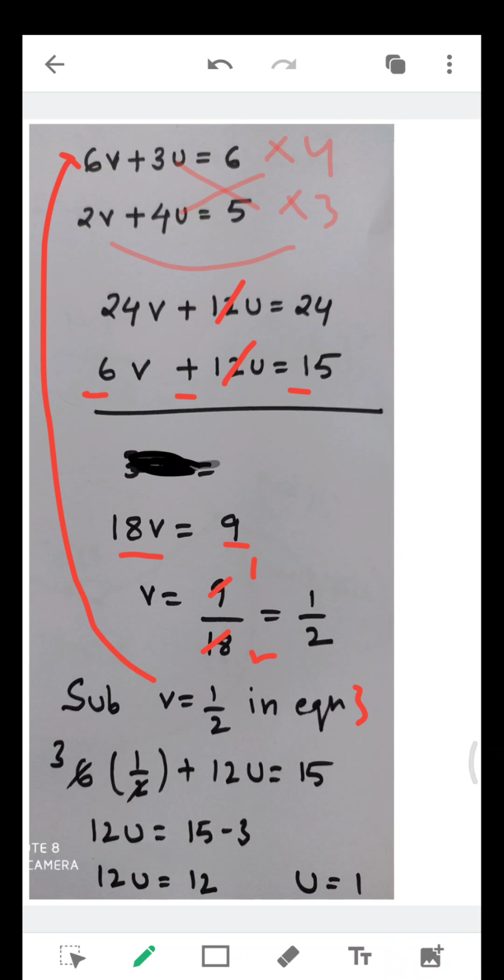I solved it by elimination. If you are comfortable with substitution, you can even use substitution method here.